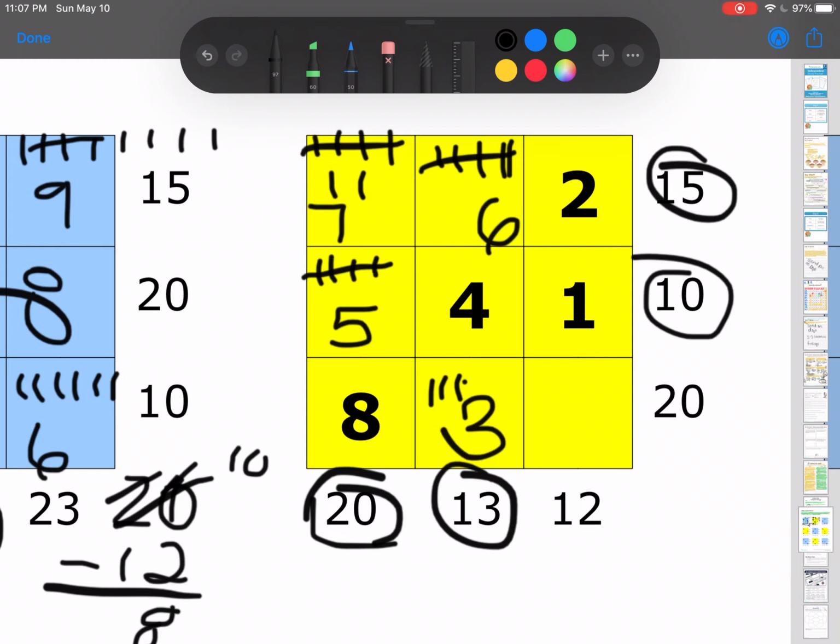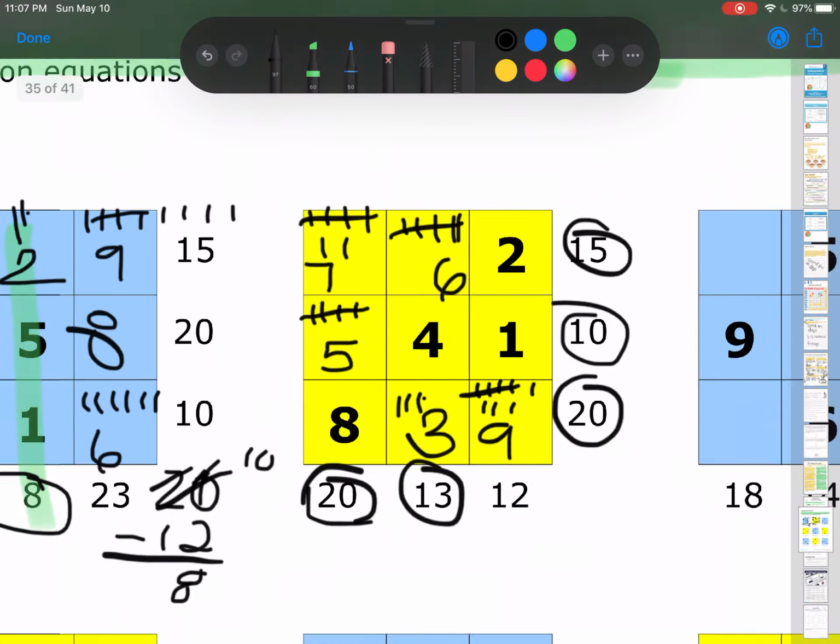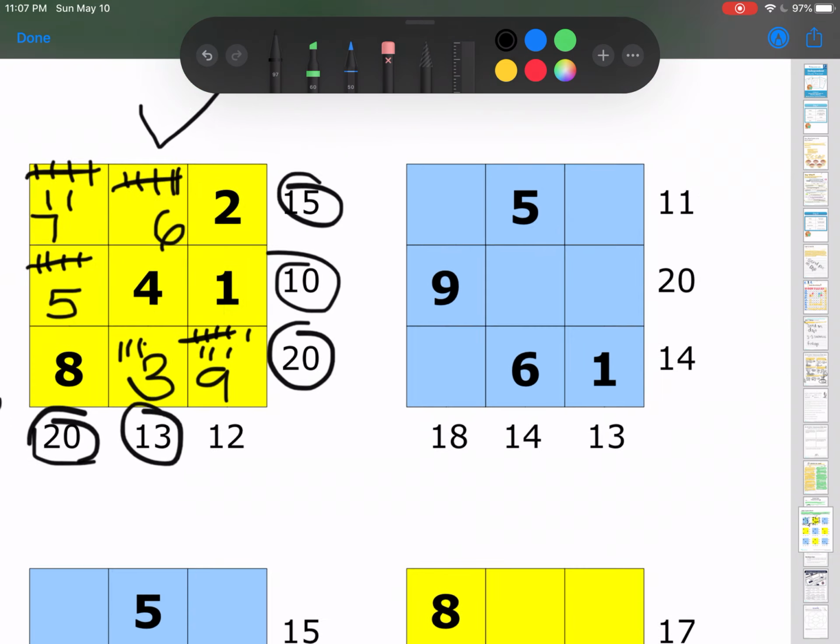8 plus 3, that's 11. I need to get to 20. So 11, 12, 13, 14, 15, 16, 17, 18, 19, 20. That is 5, 6, 7, 8, 9 in this box. And I did not repeat any numbers here, so this one is good.